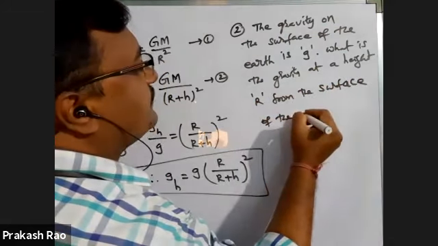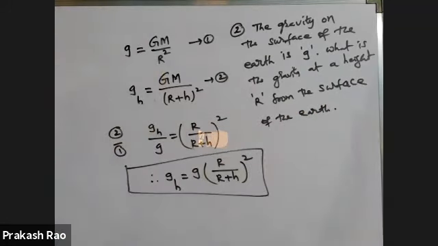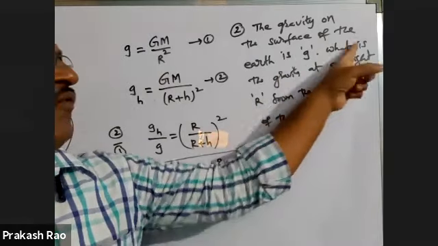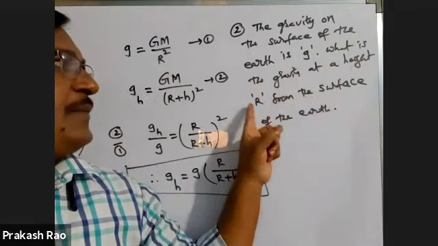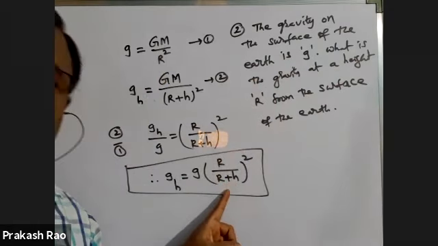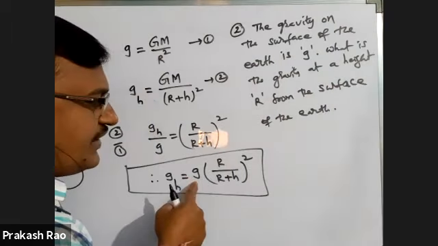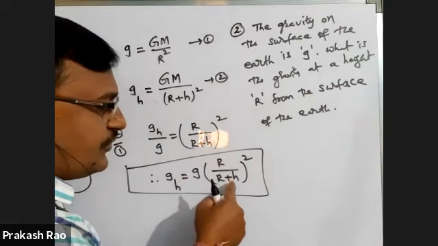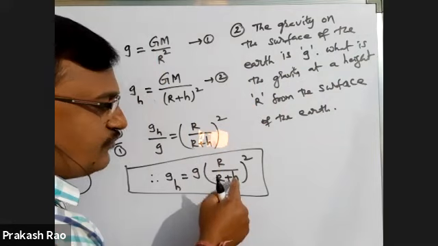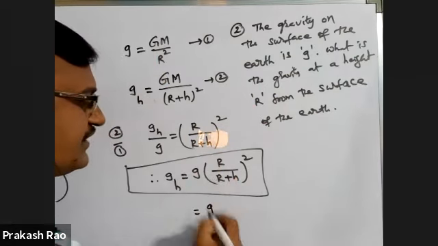This is our question. The gravity on the surface of the earth is g. What is the gravity at a height capital R from the surface of the earth? Here h is the height from the surface of the earth, my dear students. You know this formula. You know gravity on the earth. You know the radius of the earth. You know even the height of the body from the surface of the earth also.